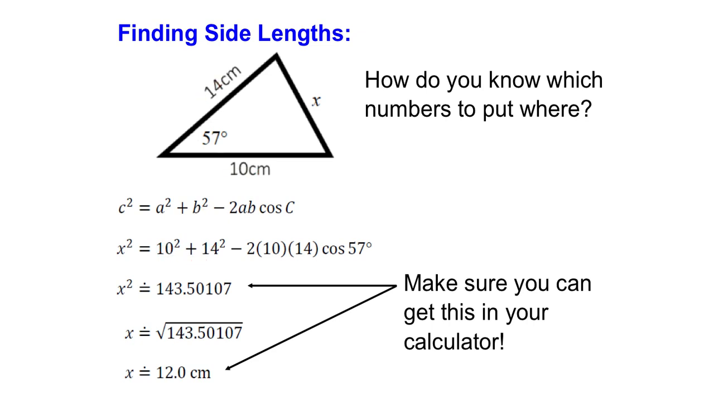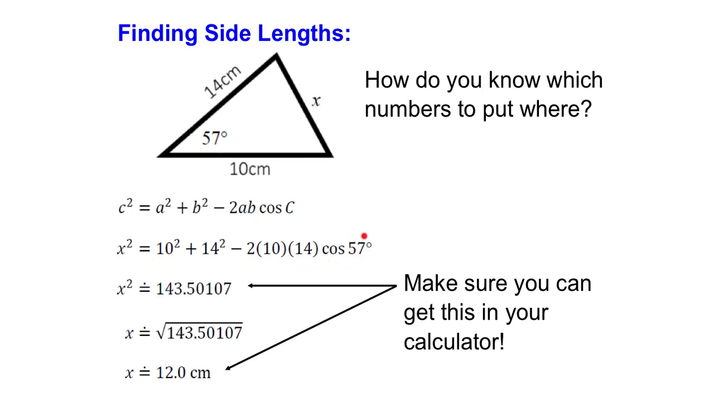and it doesn't matter which one you call a and which one you call b, as long as you just put them both in there, wherever you see it. So here a squared is 10 squared, b squared is 14 squared, 2 times a times b, that's 2 times 10 times 14. Make sure you put the same numbers in a and b as you did over here. Now the angle, remember, C and c are opposites, so x is opposite to 57 degrees. So you're going to put the 57-degree angle here.